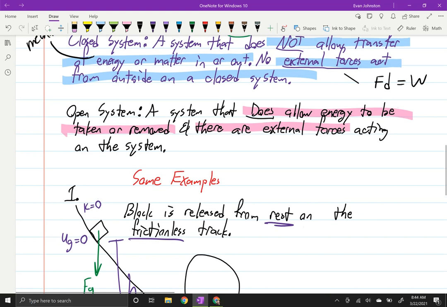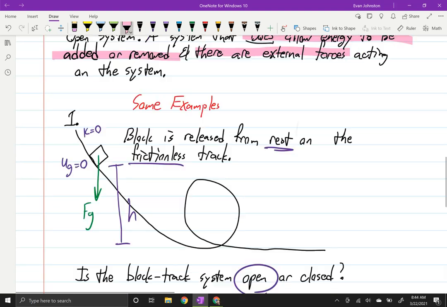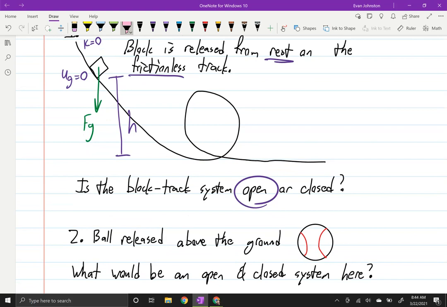And it literally is adding energy. Sorry, this should not say taken or removed. This should say added or removed. The Earth is in fact adding energy to this system of the block and track.